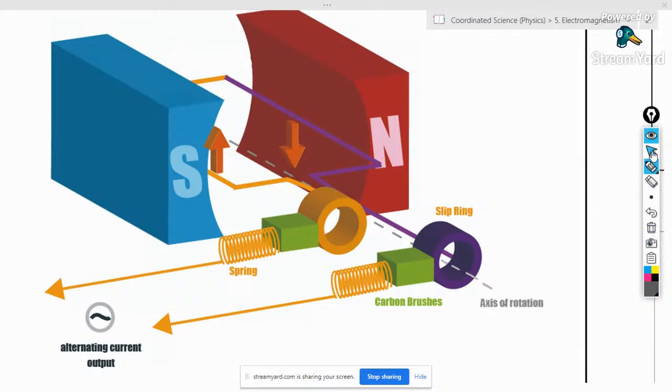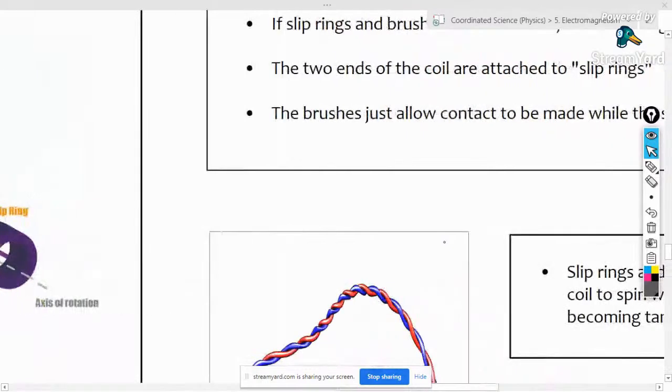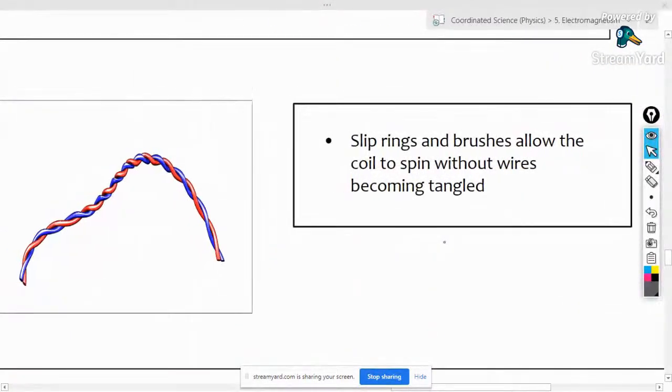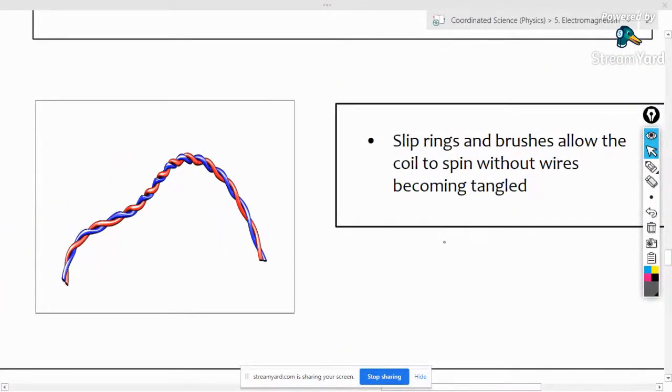So I'll show you over here. Basically, slip rings and brushes allow the coil to spin without this happening. Otherwise, you would just get a tangled mess of wires just like this. And in no time, within a second or two, those wires would probably just end up breaking. So that's all those slip rings and brushes do. They just allow electrical contact while the coil is spinning.